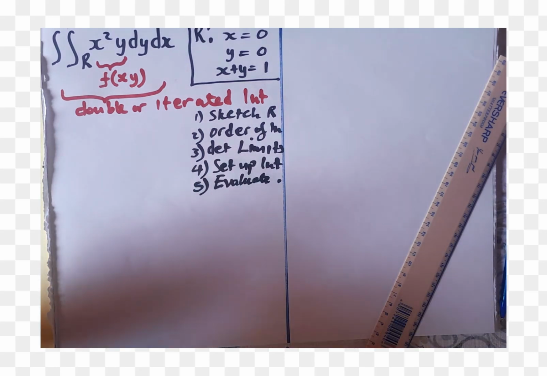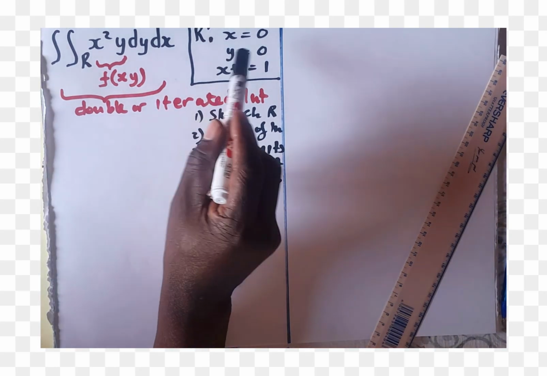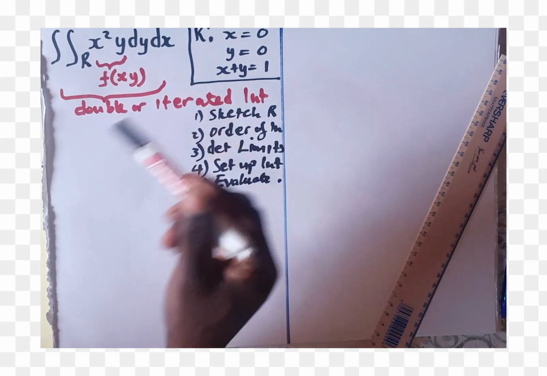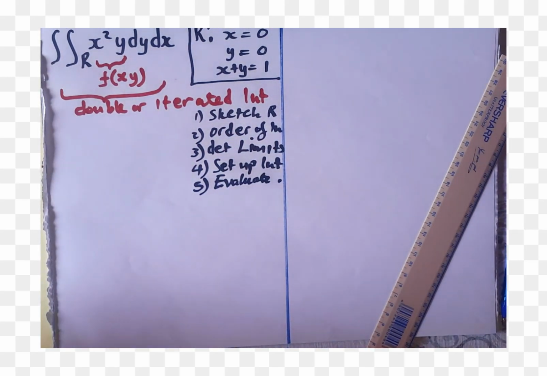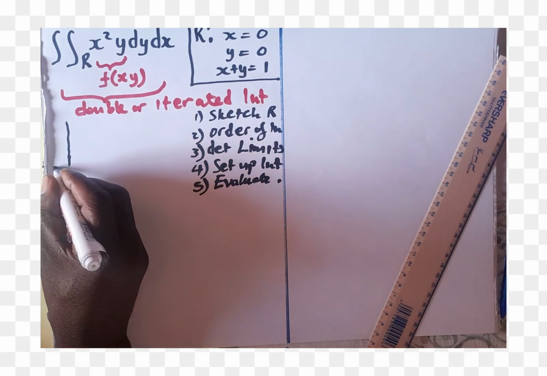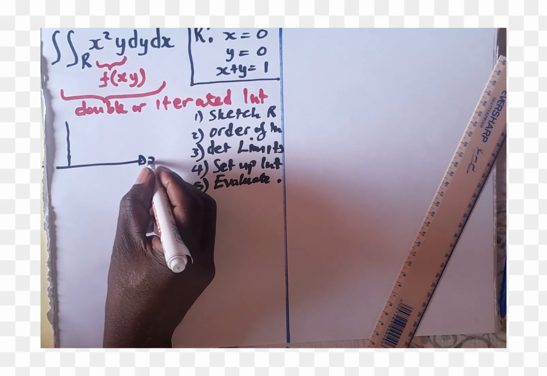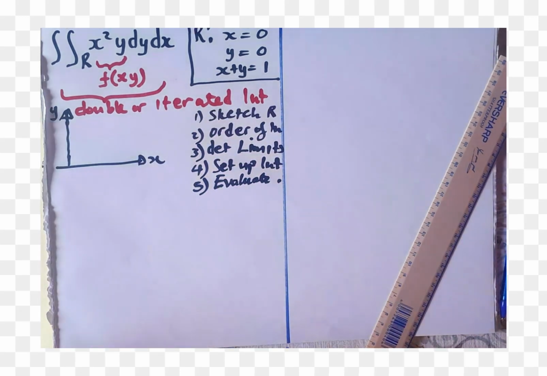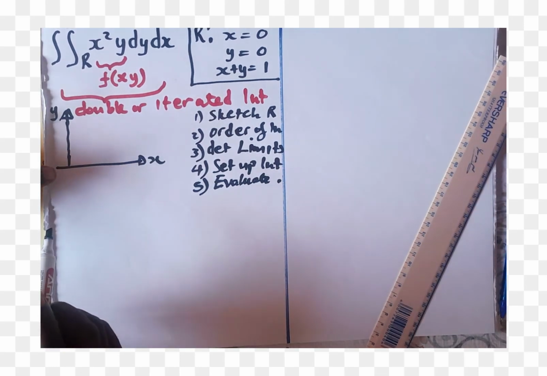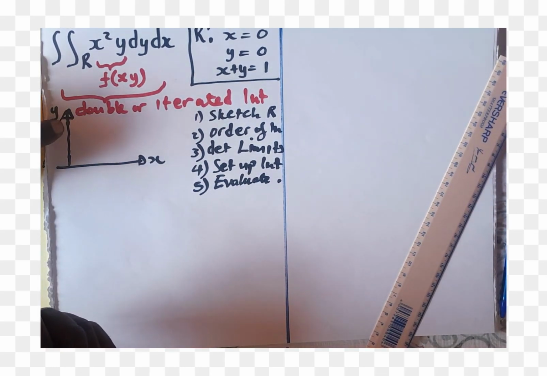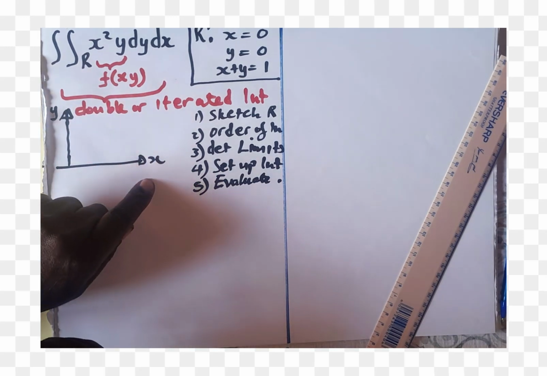Sketch the region R. Now R is bounded by x is equal to 0, y is equal to 0, and x plus y is equal to 1. Here is our x and y axis, x axis here, and our y axis there. Now, where is the line x is equal to 0? The line x is equal to 0 is the y axis. The line y is equal to 0 is the x axis.